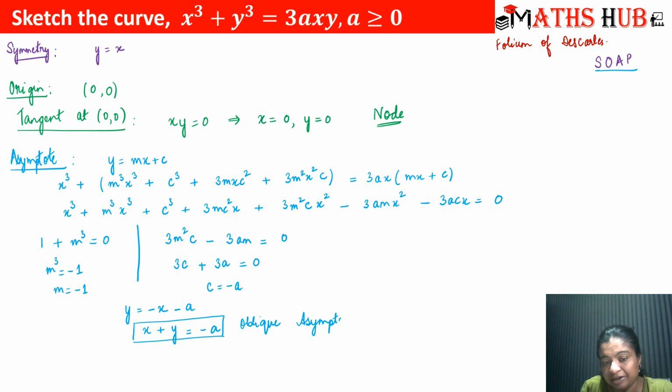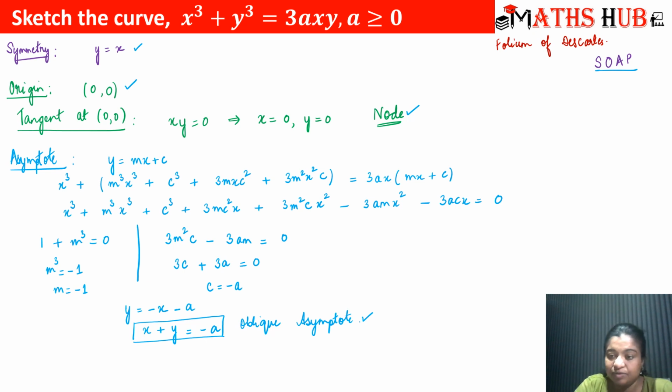So you need to take care of the points that we are getting. They will help us to sketch the curve. So it is symmetric about the y equal to x line. It is passing through the origin. The origin is acting as the node, and there was no rectangular asymptote, but there is an oblique asymptote, x plus y is equal to minus a, right? So we have covered SOA.